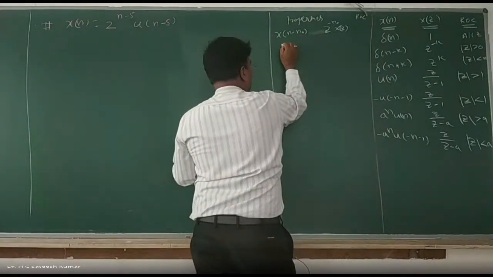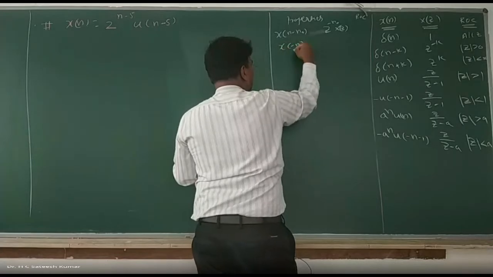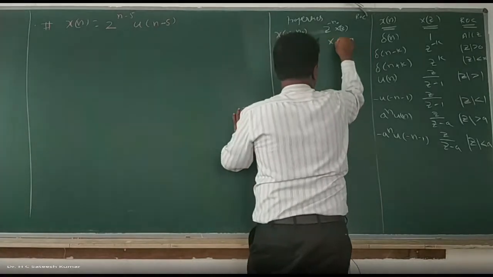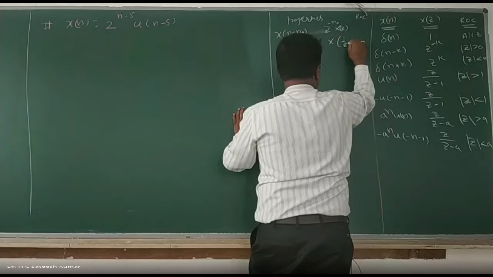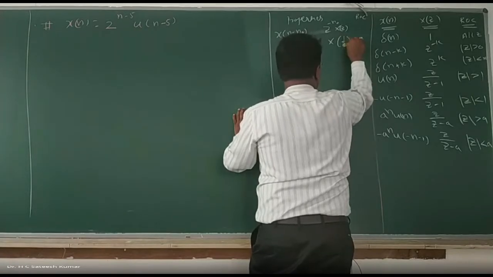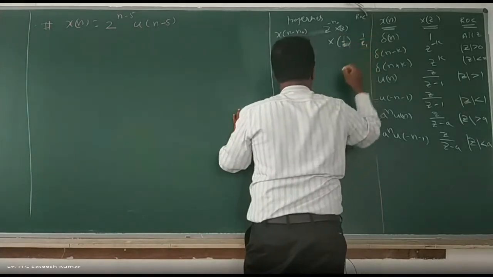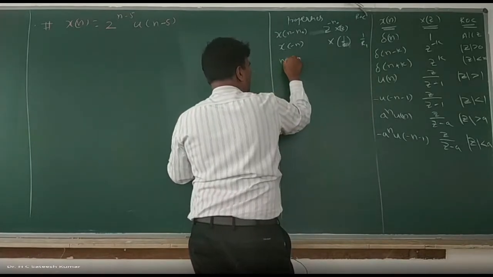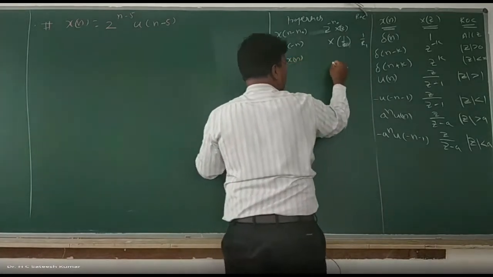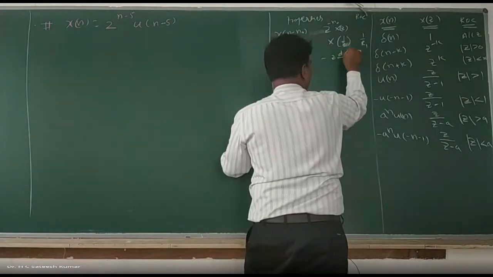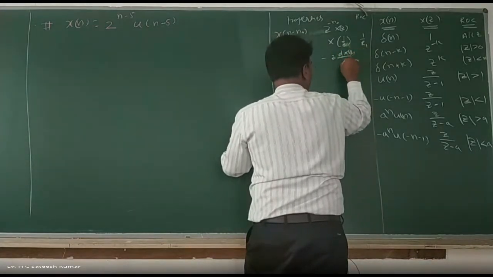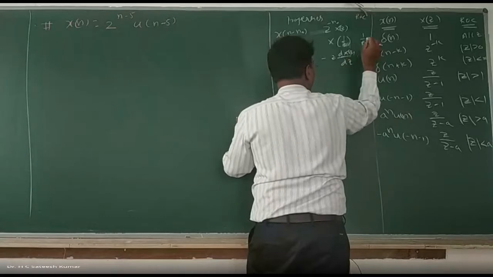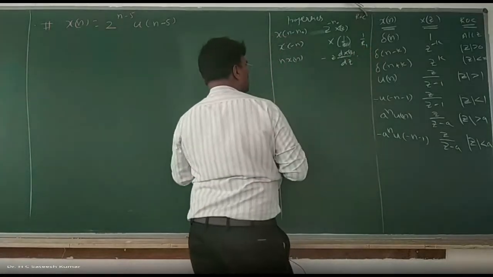And time reversal. X of minus n has the transformation X of 1 by z, ROC 1 by R1. Okay, right. So this is another. And one more property is n into x of n. N into x of n has transformation minus z into dX of z divided by dz. So these are the properties. ROC remains the same. These are the important properties.